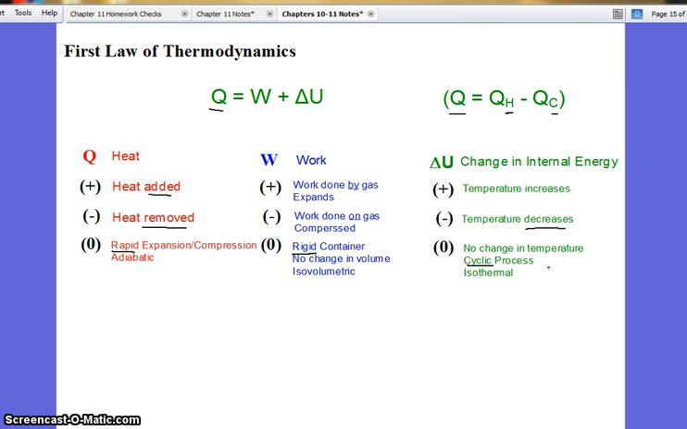So again, the first law of thermodynamics says that the total heat transferred is equal to the work done on or by the system plus the change in internal energy of the system. We just want to watch out for when they're positive, negative, or zero.